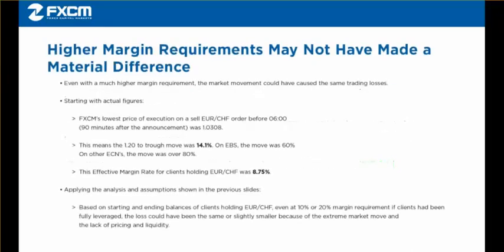As shown earlier, the Euro-Swiss move on January 15, 2015 was extraordinary. FXCM's lowest price of execution on a sell Euro-Swiss order before 6 a.m. was 1.0308. This was a large move of 14.1% even with our circuit breakers turning on. Based on the extreme moves on other ECNs, the move could have been much larger without our circuit breakers. Thus, even with higher margin requirements on Euro-Swiss, if clients had been fully leveraged, the losses could have been similar.